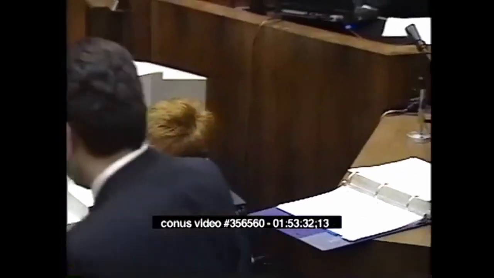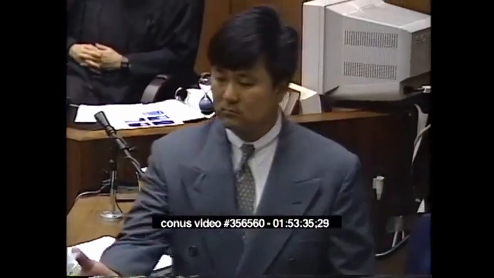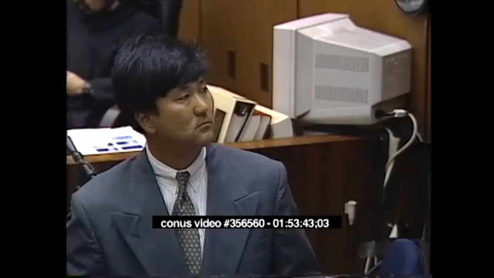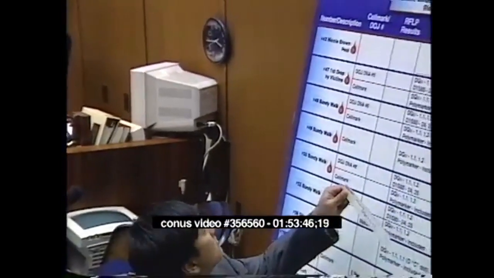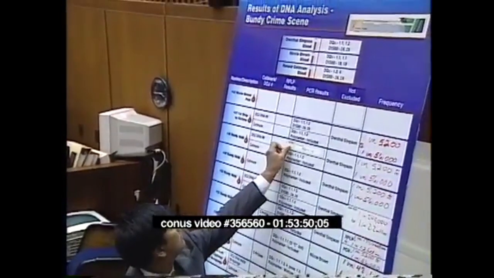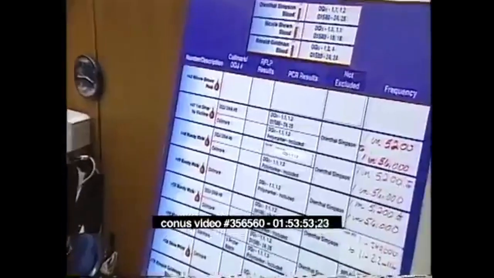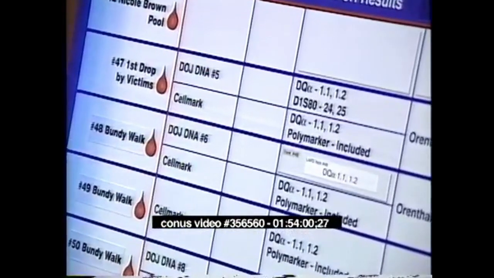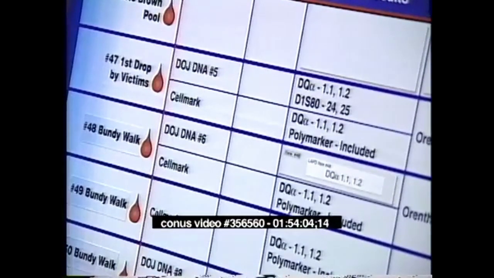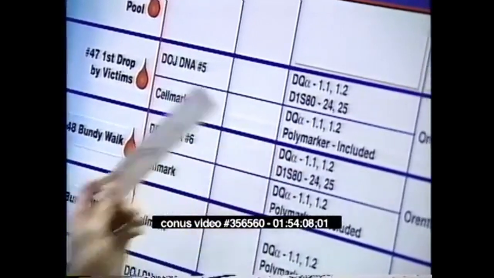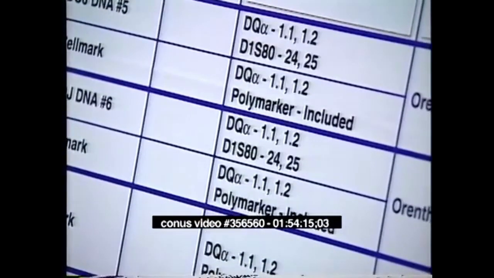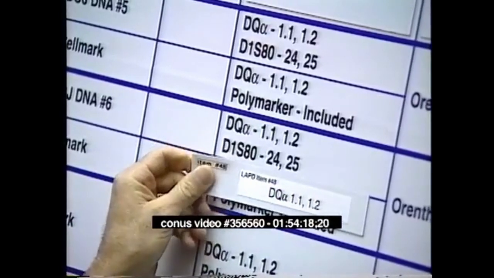And what result did you produce in your PCR DQ alpha typing? 1.1, 1.2. Okay. With the court's permission, I've got a cover. Could you put this over the DQ alpha results at 48? Sure, just cover over, there you go. Right there? So the record can be clear what Mr. Yamauchi just did, Your Honor, he placed a cover over the DOJ DQ alpha D1S80 results that reflect his DQ alpha results. Yes. It being a magnetic removable strip.